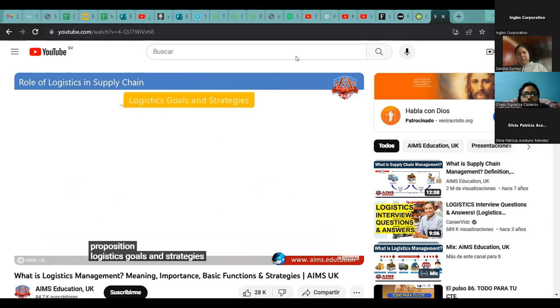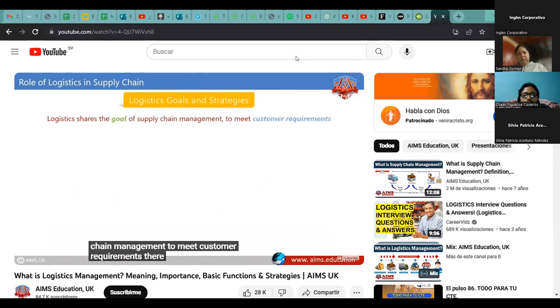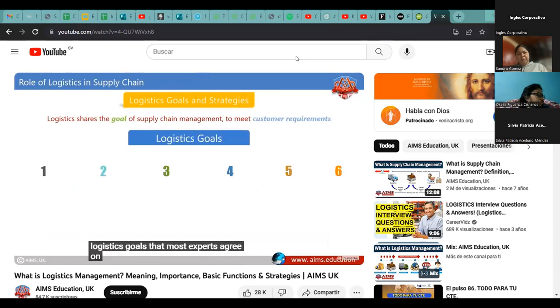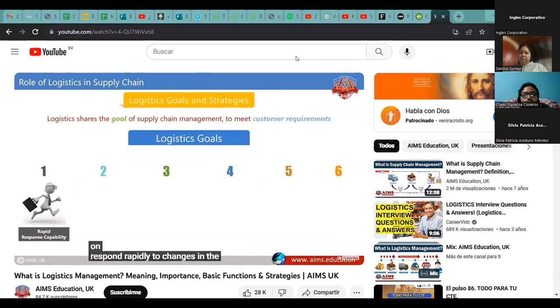Logistics goals and strategies. Logistics shares the goal of supply chain management to meet customer requirements. There are a number of logistics goals that most experts agree on. Respond rapidly to changes in the market or customer orders.